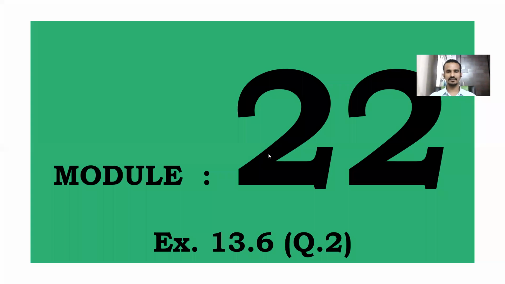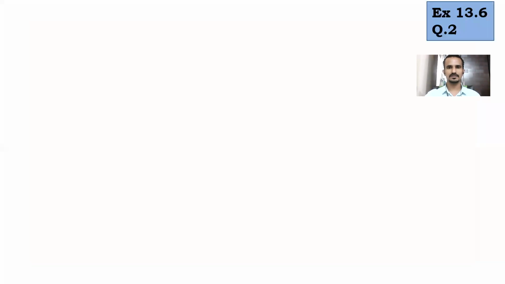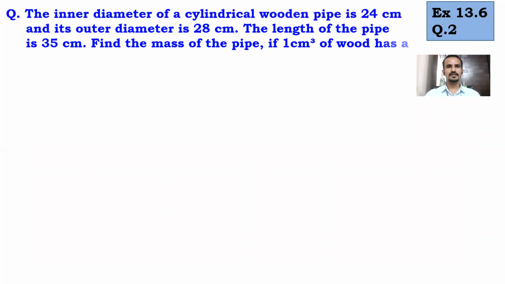So the next question that we have is exercise 13.6, question number 2. So the question is, the inner diameter of a cylindrical wooden pipe is 24 centimeter and its outer diameter is 28 centimeter. The length of the pipe is 35 centimeter. Find the mass of the pipe if 1 centimeter cube of wood has mass of 0.6 gram.